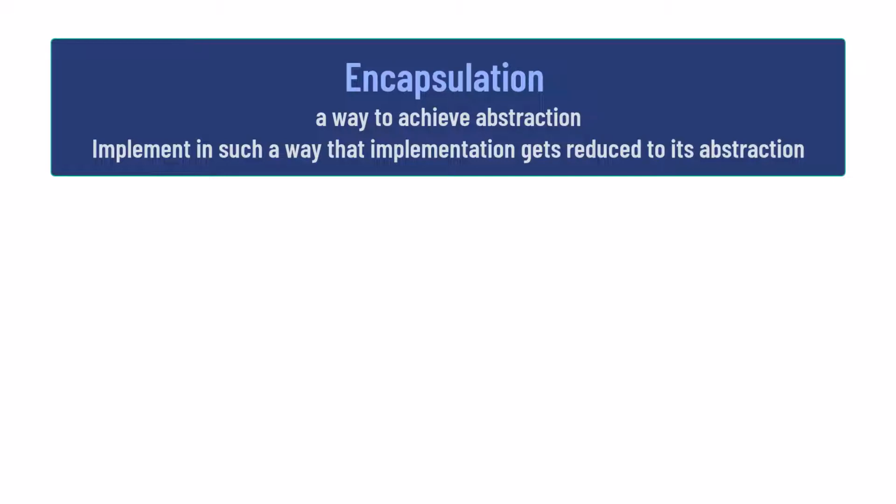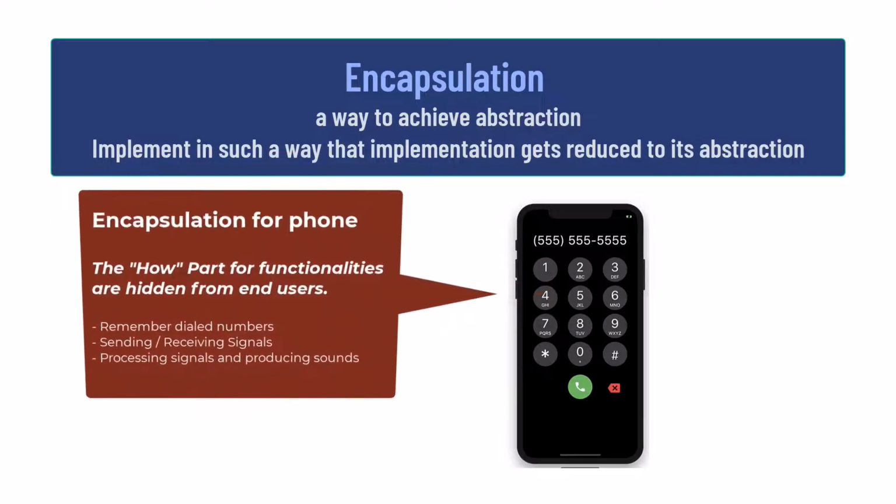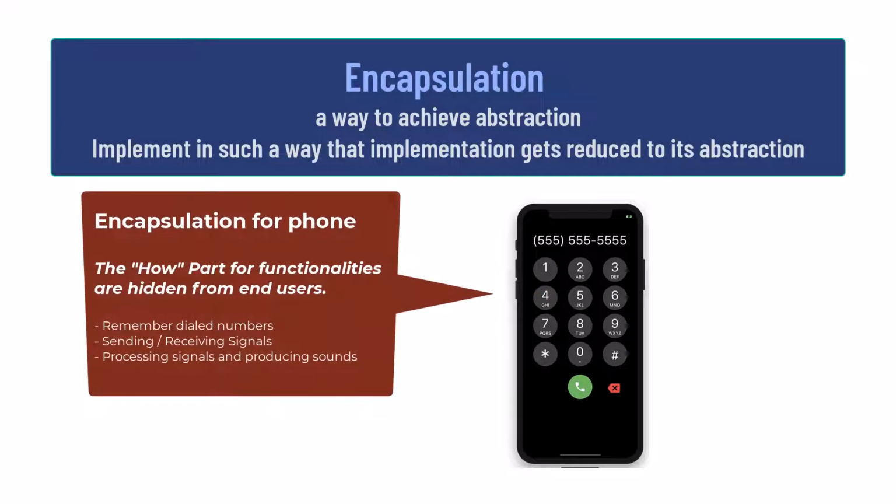So let's take the same example of a phone device. It has a dial pad which is abstracting the functionality. It also contains a lot of other supporting things: it knows the digits you have pressed, it knows how to send signals when the call is initiated, and it knows how to process the incoming signal and produce the sound. Now all these things are part of the same phone device, but they are hidden from the end user. This is encapsulation. All the functionality is bundled together in such a way that complex parts are hidden and the whole cell phone device can be understood via its abstraction.